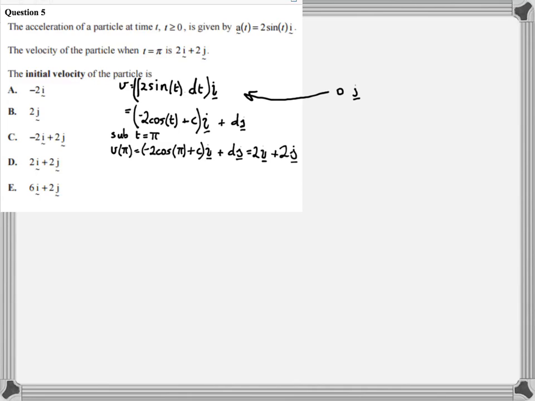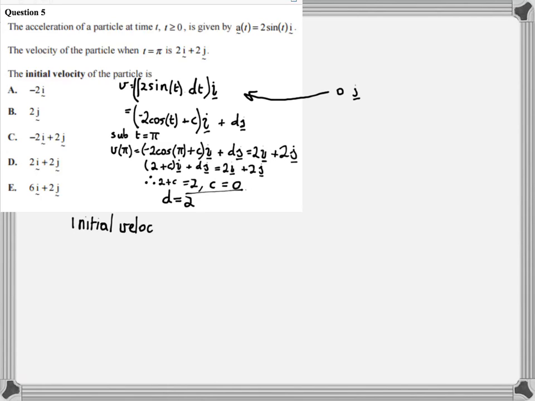and upon substituting, we have that equal to the velocity of the particle that's stated in the question, 2i + 2j. Okay, and then simplifying, cos of pi is -1, so we get a positive 2 + c, i + d in the j is equal to 2i + 2j, and from that we can work out that c must equal 0 and d must equal 2.